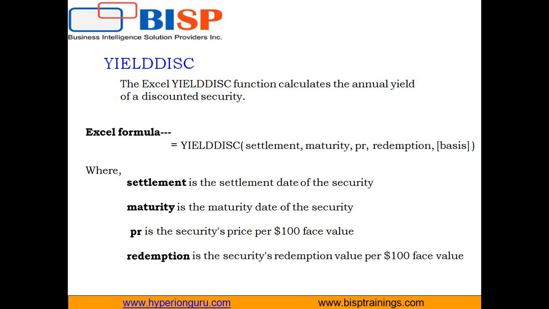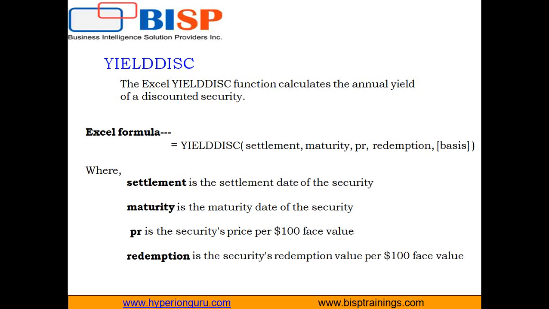To use that function and to find the annual yield of an investment, you need to know the following 5 things. The first is the settlement date, that is the date you take possession of the investment. And next is the maturity date, and that is the date that the investment comes to an end.